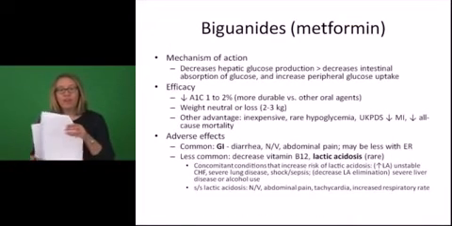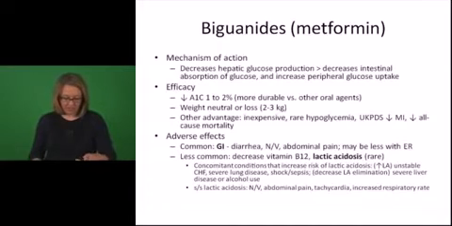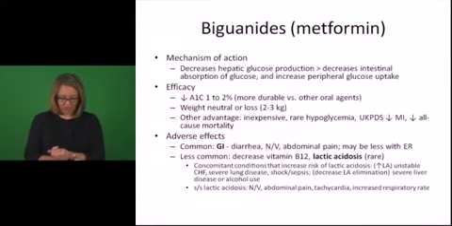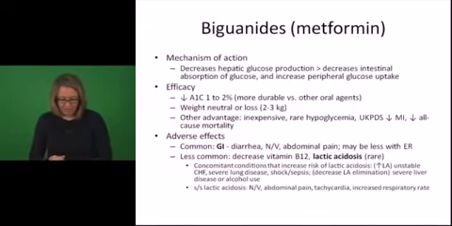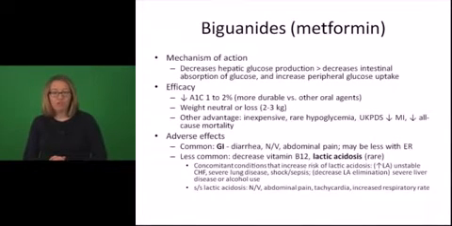Now, both the American Diabetes Association and the American College of Endocrinology recommend metformin as a drug of choice for treating all newly diagnosed type 2 diabetics. It decreases hepatic glucose production and, to a lesser degree, decreases intestinal absorption of glucose and increases peripheral glucose uptake. It lowers A1C between 1% and 2% and is generally considered more durable than other oral agents. It is weight neutral or can cause a small loss of weight.